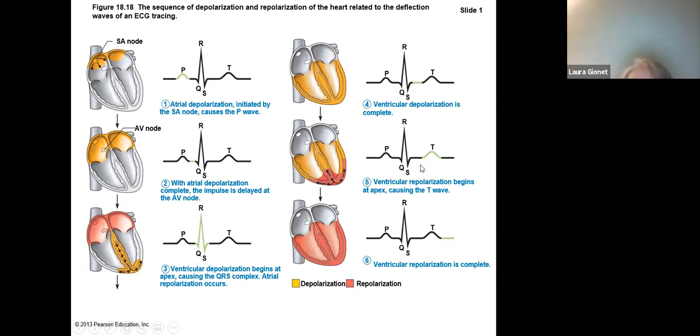And then the ventricles repolarize. They start to relax and that produces the T wave. Ventricular repolarization begins at the apex, causing the T wave. Ventricular repolarization is complete, and that is your one cycle.